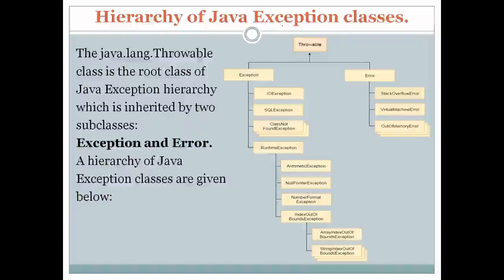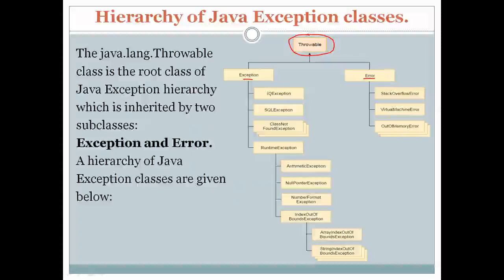Hierarchy of Java exception classes. So we have some hierarchy of exception classes. At the top of the exception class hierarchy, we have a class called the Throwable class. This is the top level class in exception handling, at the root of the exception handling hierarchy. And this Throwable class includes two subclasses: one is Exception, and another is Error, which in turn include some other subclasses.